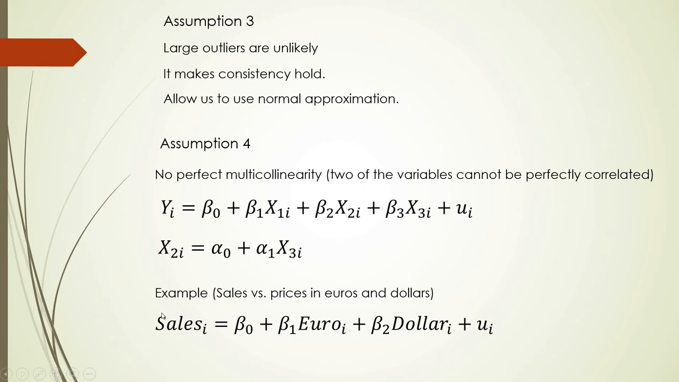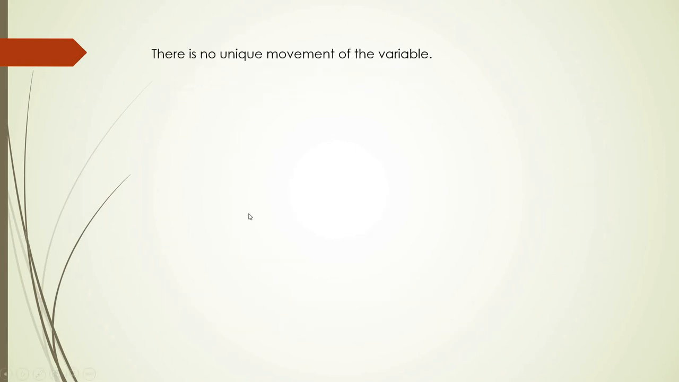For example, if you have the sales as our dependent variable, and on the other side, you're looking at the prices in euros and in dollars, it is obvious that you have perfect multicollinearity between these two independent variables, because if you know the exchange rate, you know the value in euros if you have dollars as a price. So it is the case of perfect multicollinearity. The recipe is to exclude one of them from the model. Because if we have perfect multicollinearity, there is no unique movement of the variables. So euros don't have unique movement if we have the movement of dollars.